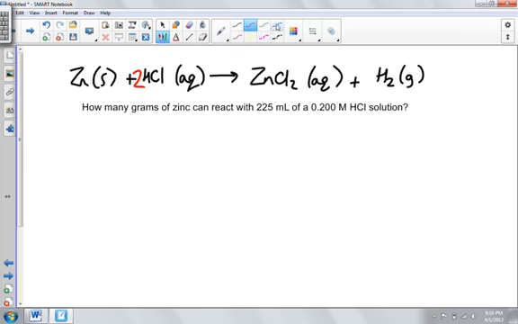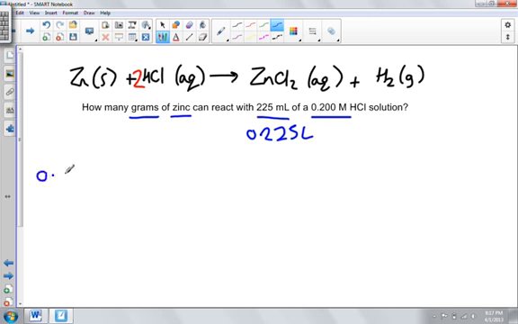When the question asks how many grams of zinc can react with 225 mils of 0.2 molar HCl, in previous questions it could have been something like, how many grams of zinc can react with 25 grams of HCl? And you take the grams and convert it into moles, and then get to moles of zinc and grams of zinc. Well, this is exactly the same thing, except you aren't given grams of something else, but you do have a volume and a molarity, so you can figure out moles from that. Except we have a volume in milliliters, so we've got to convert it into liters: 0.225 liters.